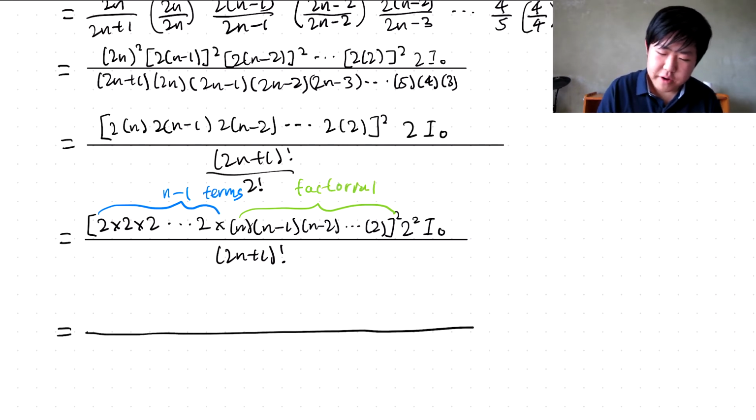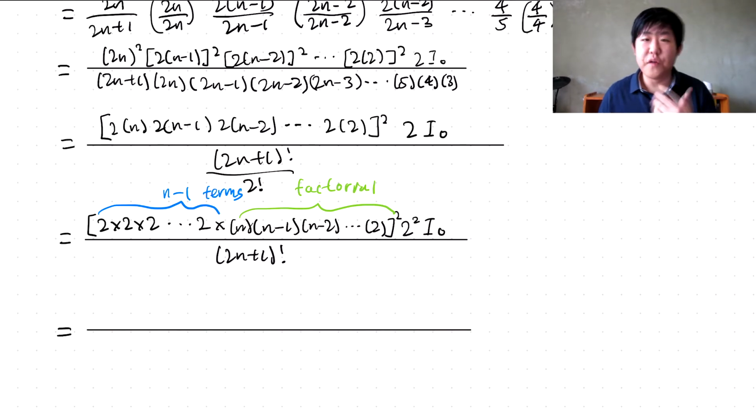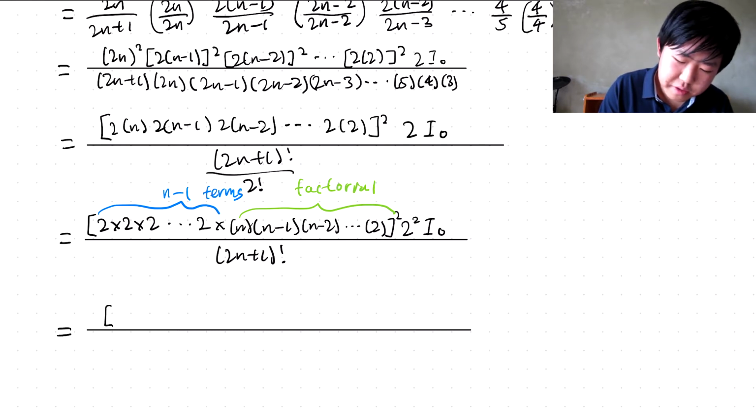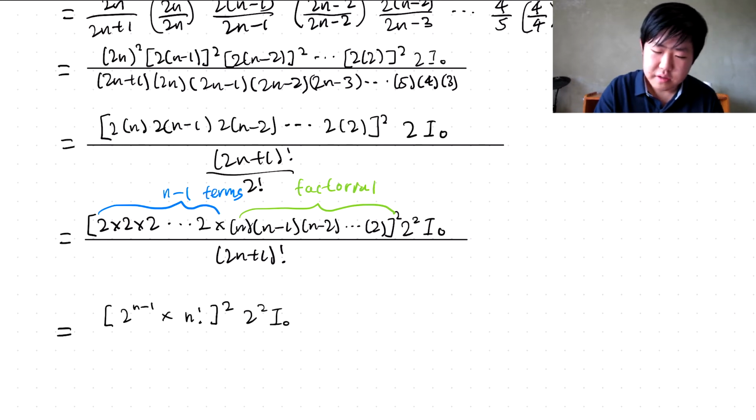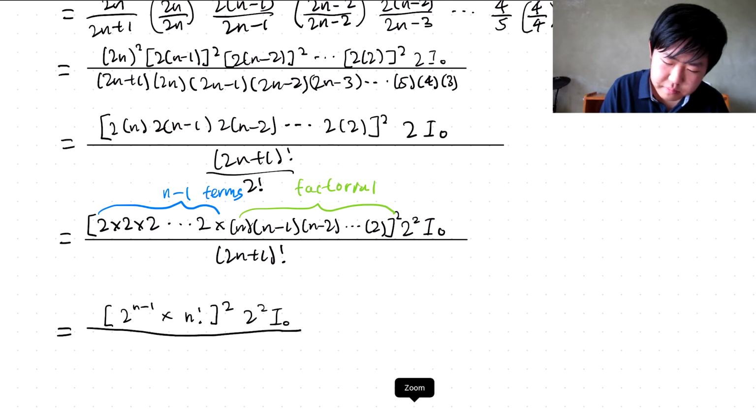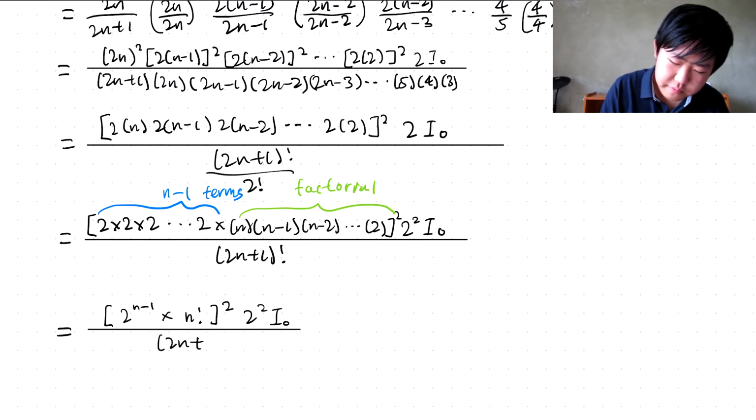So we are very close to the final, the first part of this part of the question, because we still need to find what I0 is. So here it's going to be 2 to the power of n minus 1, and then multiplied by n factorial, and then squared, and then 2 squared I0. I make the fraction line a little bit too long there, and then 2n plus 1 factorial.